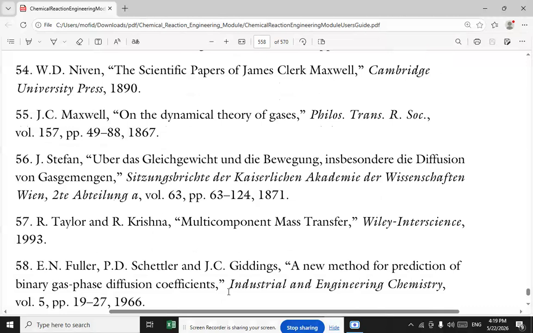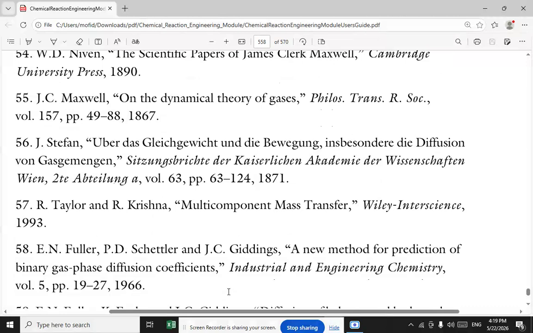The next one was written by J. Stefan, and the name is Über das Gleichgewicht und die Bewegung, insbesondere die Diffusion von Gasmengen. And the name is Sitzungsberichte der Kaiserlichen Akademie der Wissenschaften, Wien.